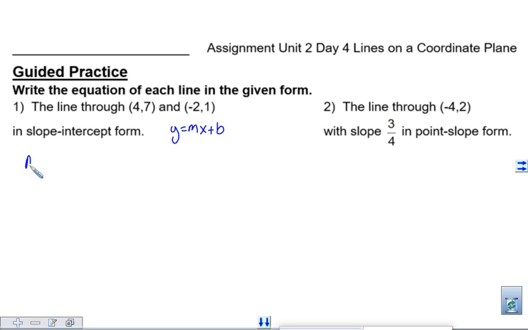So first we are going to find our slope. Remember that the formula for slope is y2 minus y1 over x2 minus x1. If you need to label your points, go ahead and do so. So 1 minus 7 over -2 minus 4. 1 minus 7 is -6. -2 minus 4 is also -6, which reduces to 1. That means that my slope is 1.